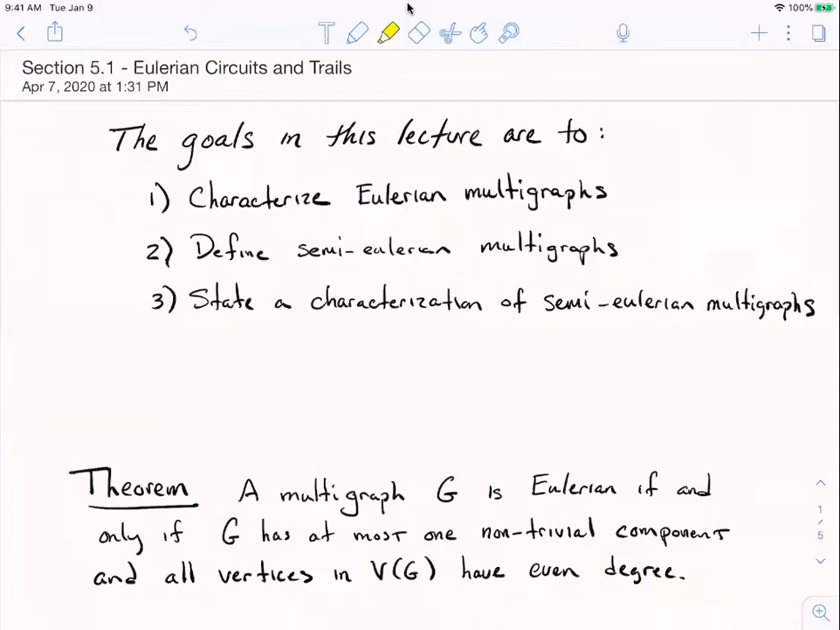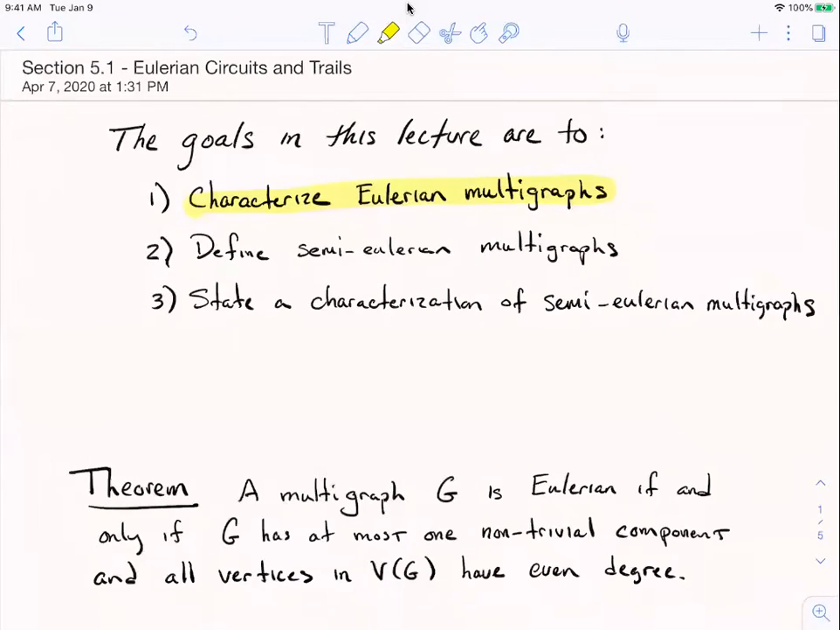We're going to, in this video lecture, wrap up our work in section 5.1 on Eulerian circuits and trails. You've got the goals for this video lecture in front of you there. Really, the first one is primarily the main goal. I want to state and prove a characterization of Eulerian multigraphs, so give you an if and only if condition for when a graph would have an Eulerian circuit.